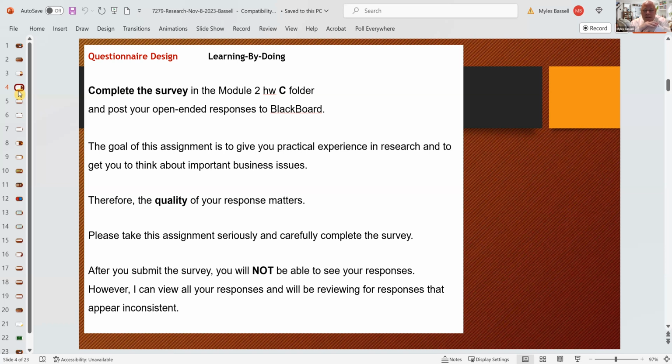So this is going to be a meaningful experience for you. It won't take a long time to complete this. We talked about scales. We talked about questionnaire design. Now this is an opportunity for the concept and the implementation of those concepts to come to life.